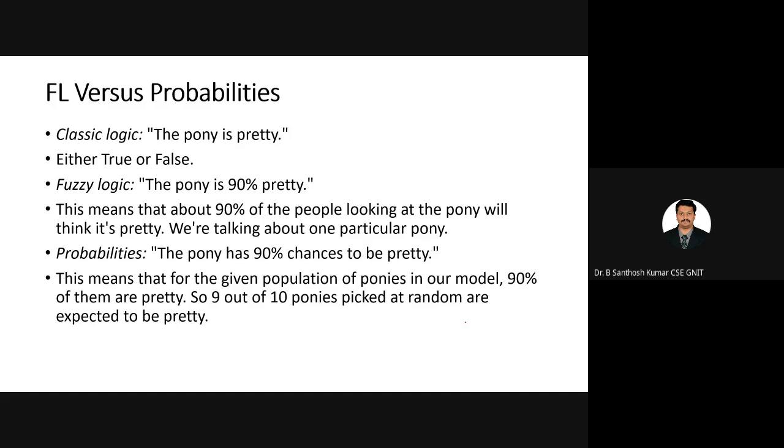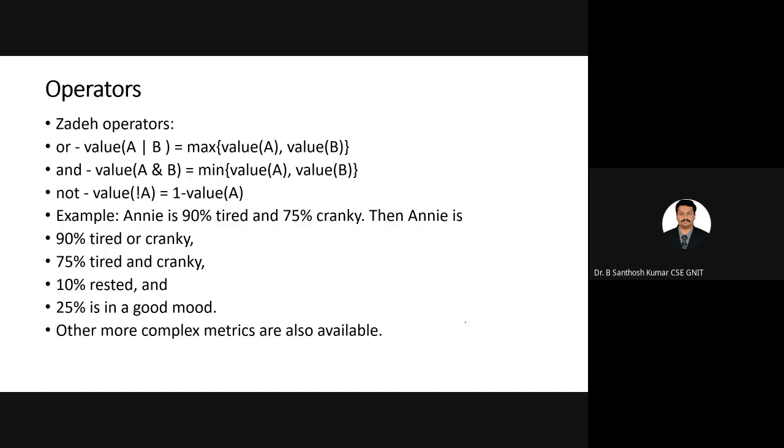In classic logic, it is either true or false. In fuzzy logic, the pony is 90% pretty, whereas in the classic rule, the pony is pretty. In fuzzy logic we are giving some values. This means that about 90% of people looking at the pony will think it is pretty, and we are talking about one particular pony. The probability is that the pony has a 90% chance of being pretty. Like that, we are giving probability values also.